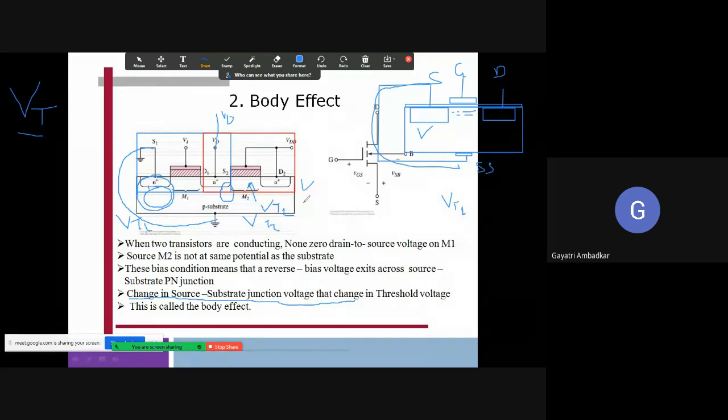What is it called? Body effect. Because source and the body are at different potential for different MOSFETs. Therefore, there is variation in the threshold. This effect is called the body effect.